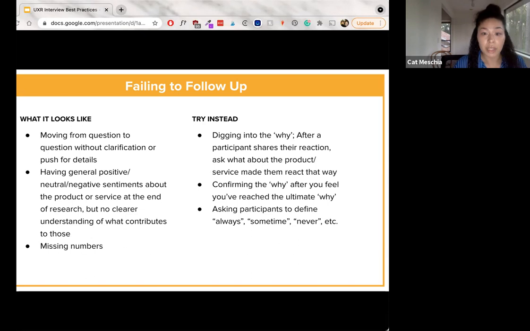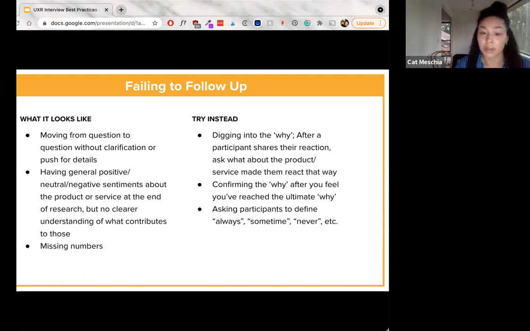The missing numbers piece refers to these generalizations people make about timeframes. And they say, oh, I always use this, or I would never use this, or sometimes I check this. Those are really vague and mean very different things to different people. So even though this isn't quantitative, this is an area where we can push more.